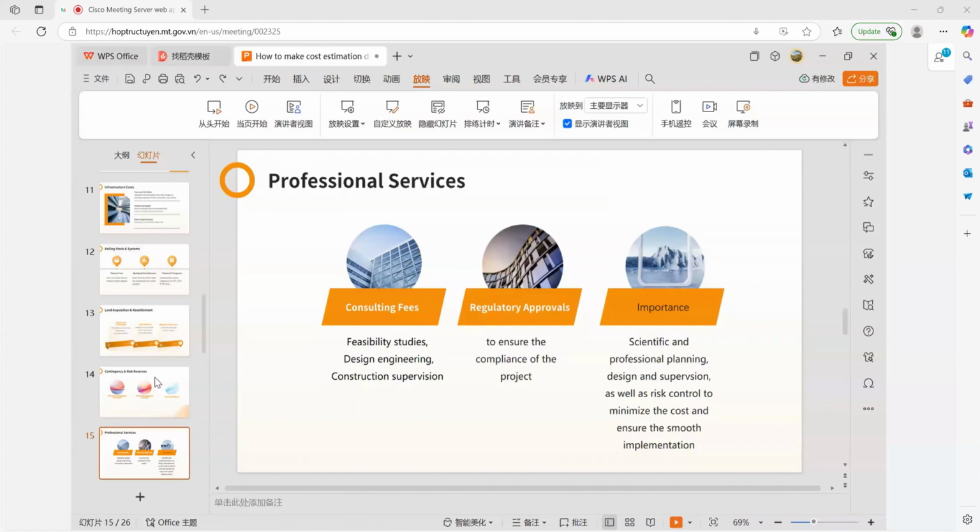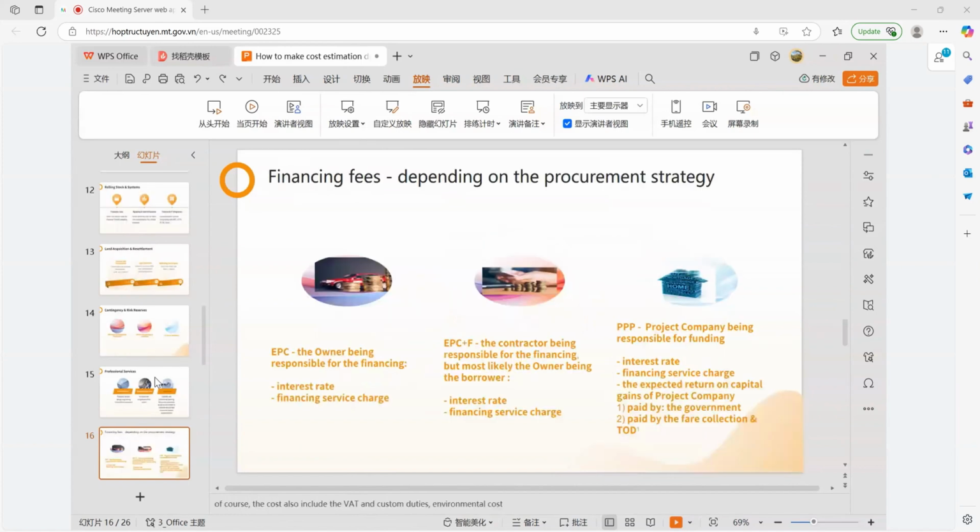And when the budget of the project is not covered by the budget of the government, then financing fees are necessary, which will be dependent on the procurement strategy. If EPC contract is selected, then the owner will be responsible for the financing. And in this case, financing fees include interest rate and the financing service charge.